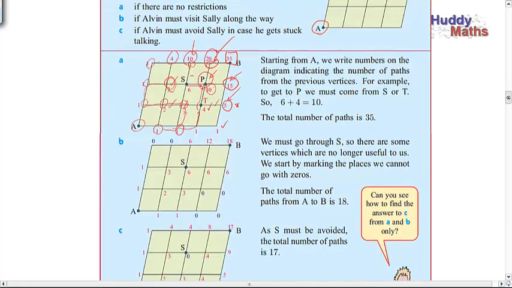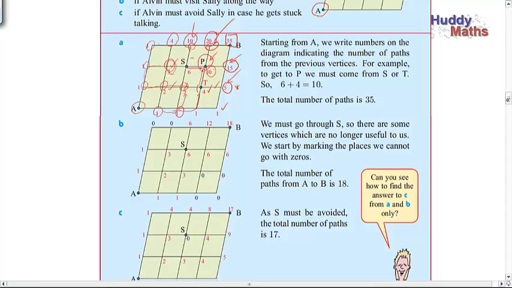Okay. Let's have a look at the next one here. The next one is going through S. So you see Sally on the way. What are we going to do? We must go through S. So we're probably going to drop out all the ones down here and up here, because they're sort of beyond the direction of S, if you know what I mean.